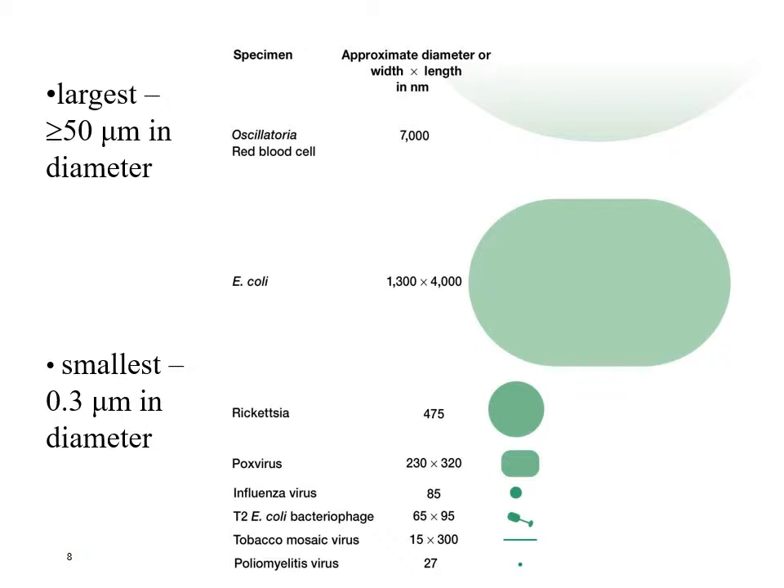The viruses, as you can see here, starting with the pox virus, then the influenza virus, the E. coli bacteriophage, tobacco mosaic virus, and the poliomyelitis virus are generally much, much smaller than the bacteria.